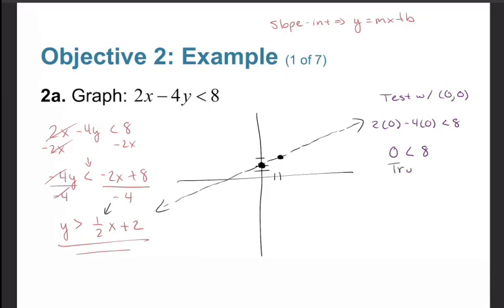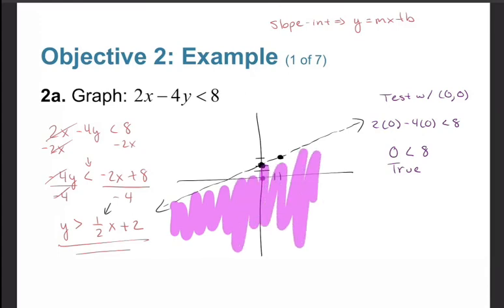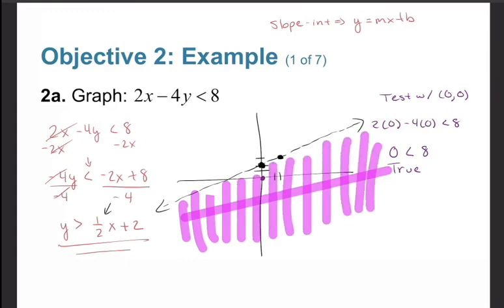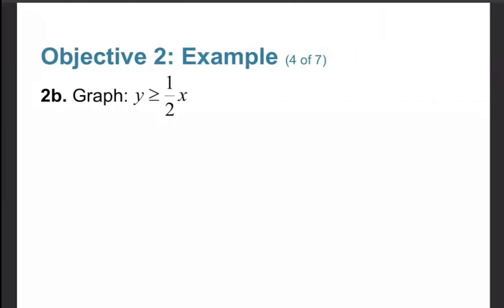Yes, this is true. So again, 0, 0 is right there, and 0, 0 is in the bottom part of the line. So we're going to shade the bottom part of the line. Like so. And we're done with that problem. That's all I wanted to do.